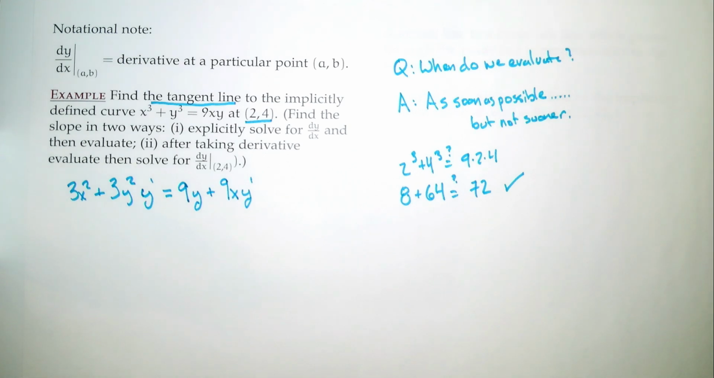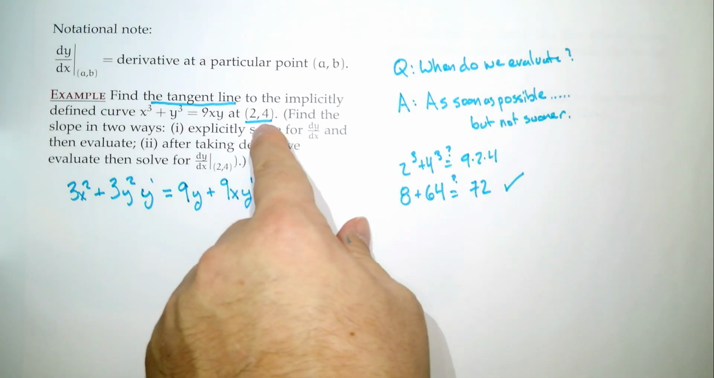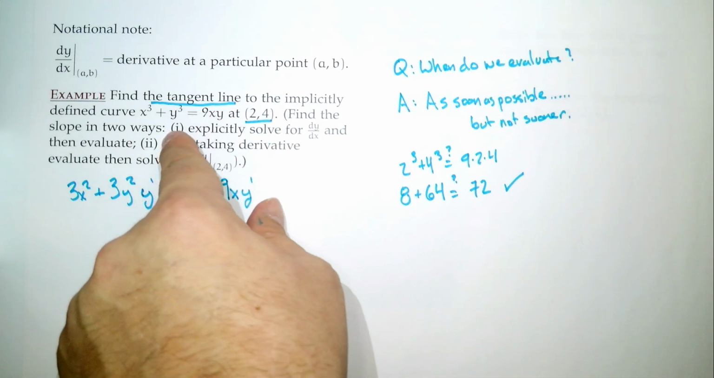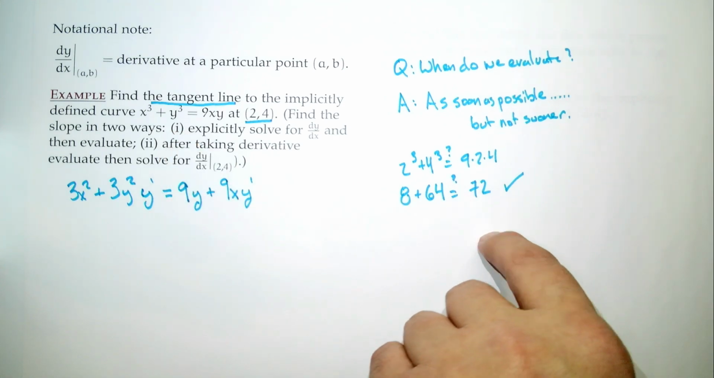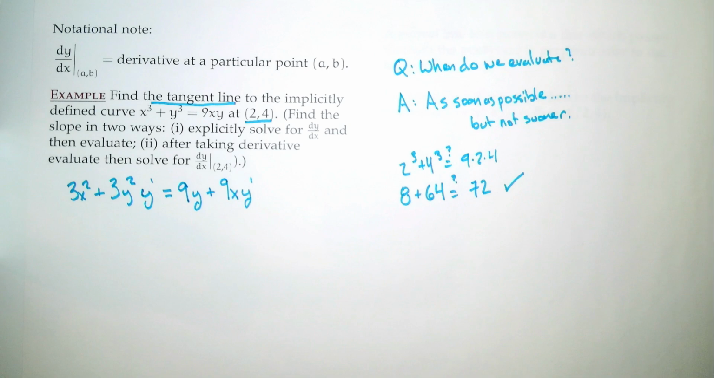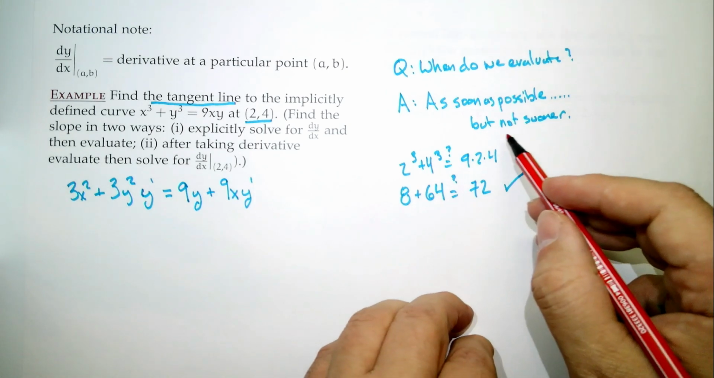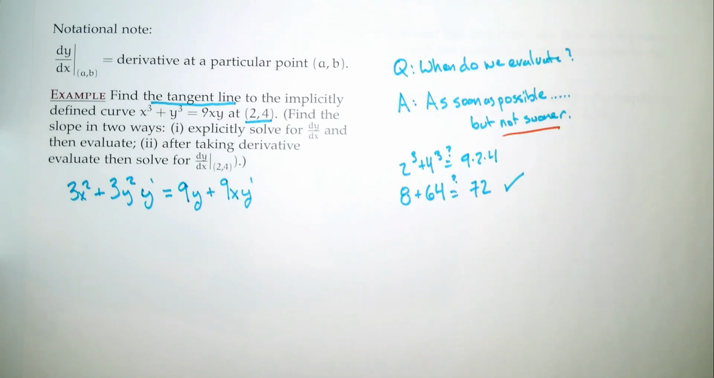So we can't evaluate first. In other words, I can't plug in the point (2, 4) first and then take a derivative. Because if I plug in (2, 4), I get 72 equals 72. If I take the derivative, I get 0 equals 0, which doesn't tell me any information. That's what the not sooner part is referring to. But once I've taken a derivative, I can evaluate it at that point.